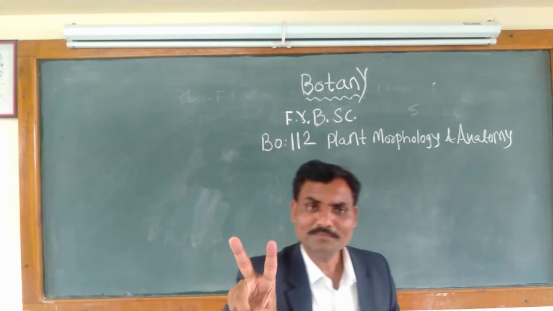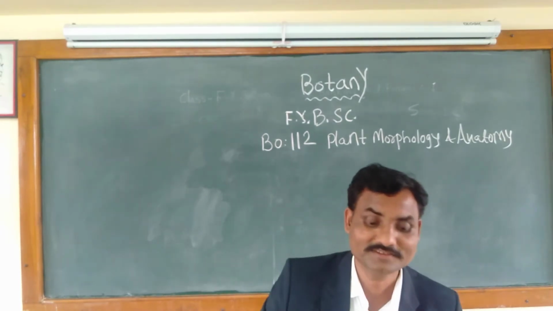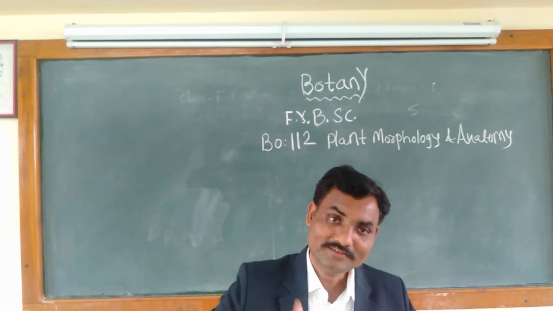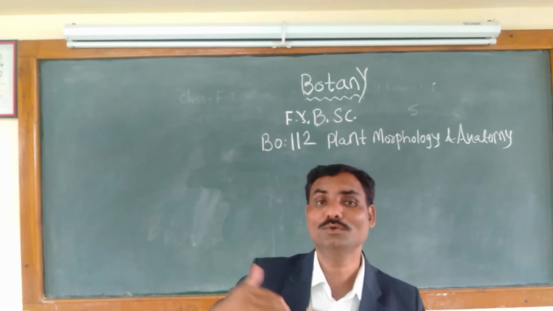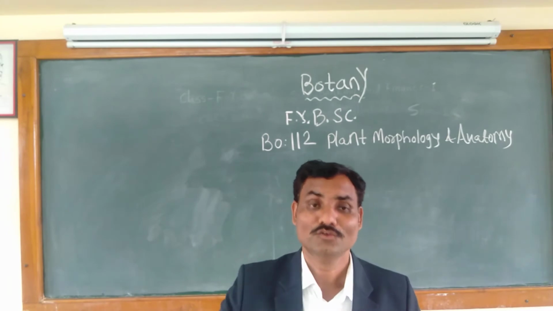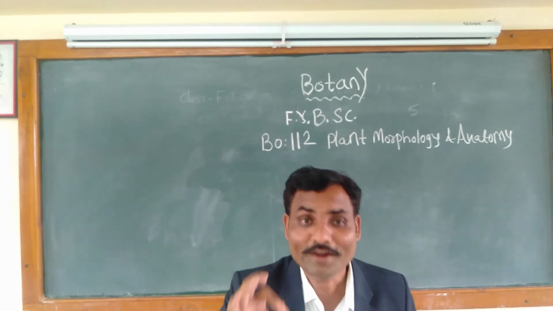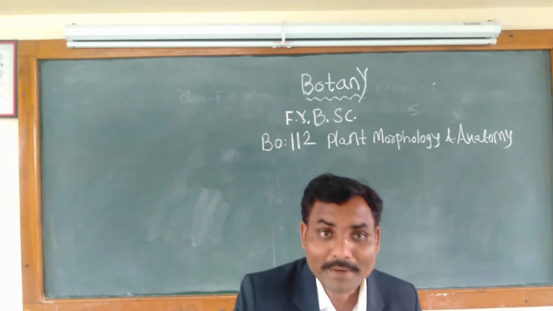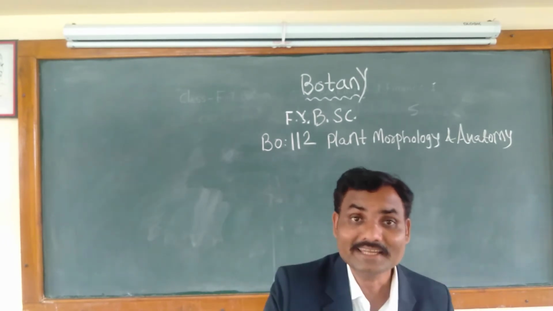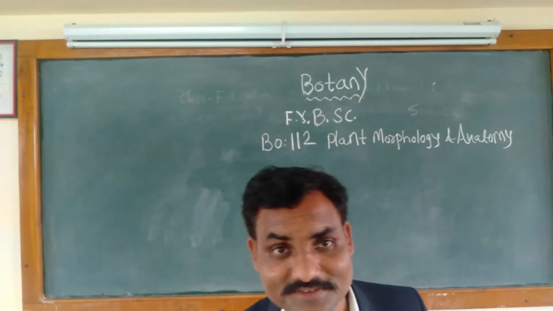Then there are 2 types of inflorescence. First is racemose inflorescence. That racemose inflorescence is again divided into subtypes, that is raceme, spike, spadix, corymb, umbel, catkin and capitulum inflorescence.